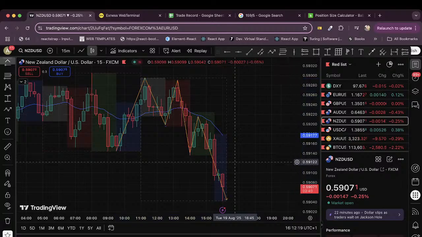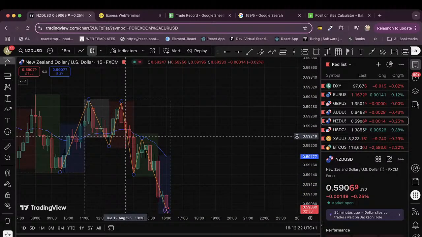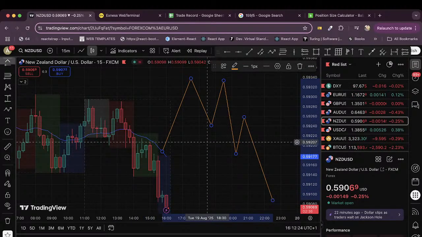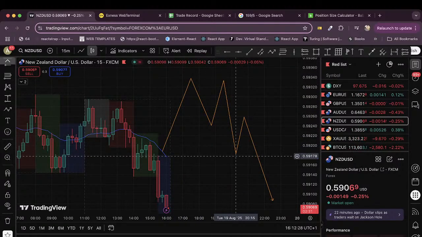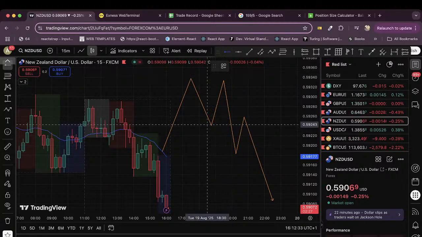I'm just drawing out the pattern, guys. Just drawing out the pattern. Do you see the M? See the M there? Do you see the neck breakout?